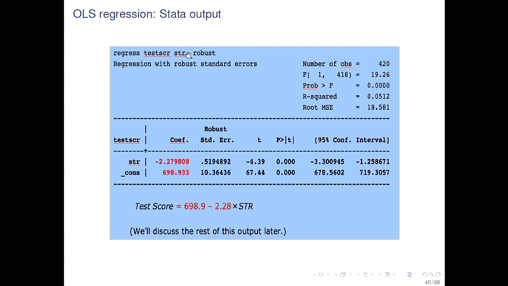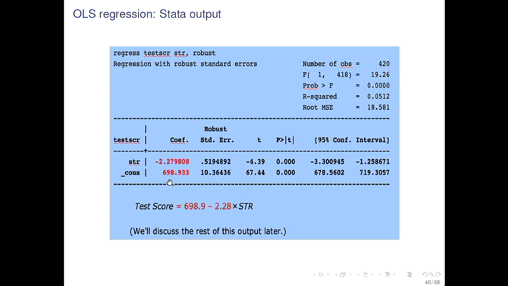And this is the line that you type in your computer, the first line. Then if you hit the enter key, the computer will give you the rest of this table, not this one, but up to this last dashed line. So this is regression with robust standard errors, and the result is summarized like this. The number of observations is 420. We're going to learn what these things are later.